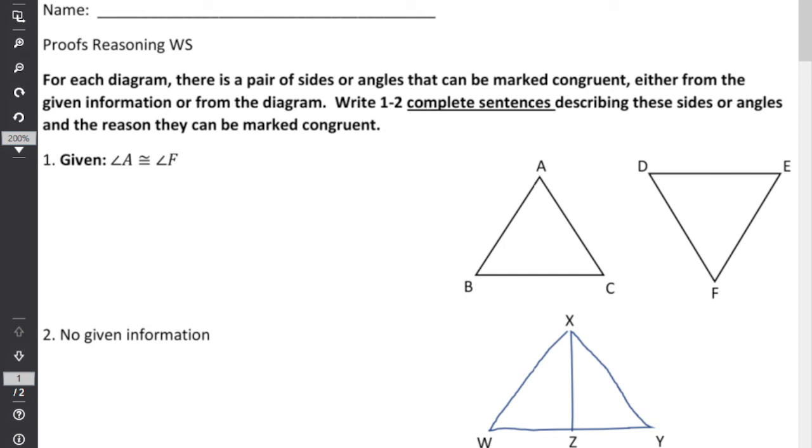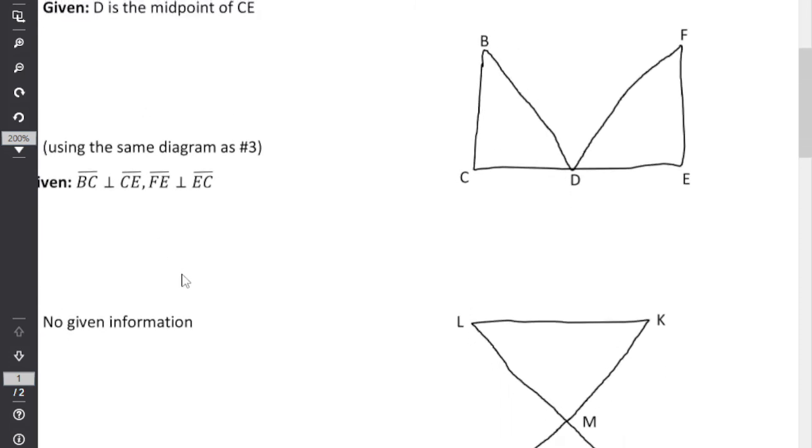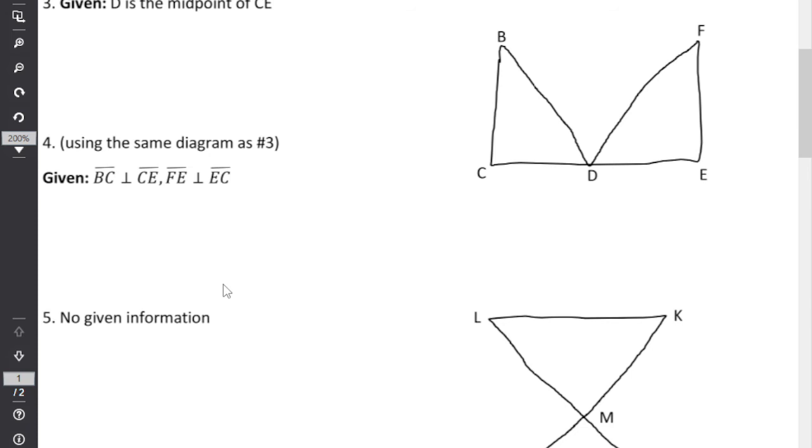So let's do one. I'm going to do one of the harder ones with you so that you can see what you're going to be doing, and I'm going to do one of the easier ones. All right. 3 and 4 are using the same diagram here, so we're using this diagram over here.